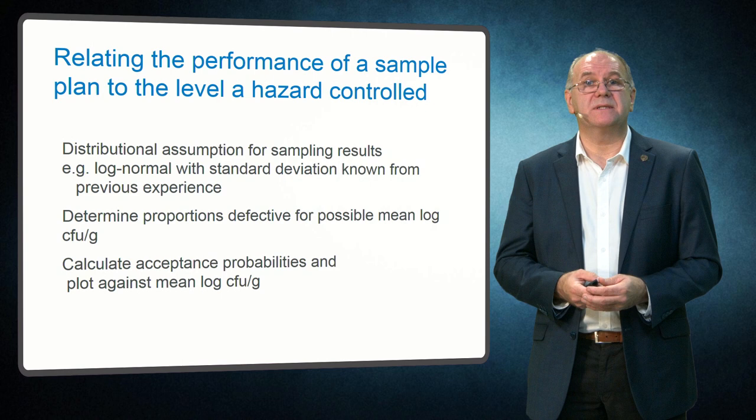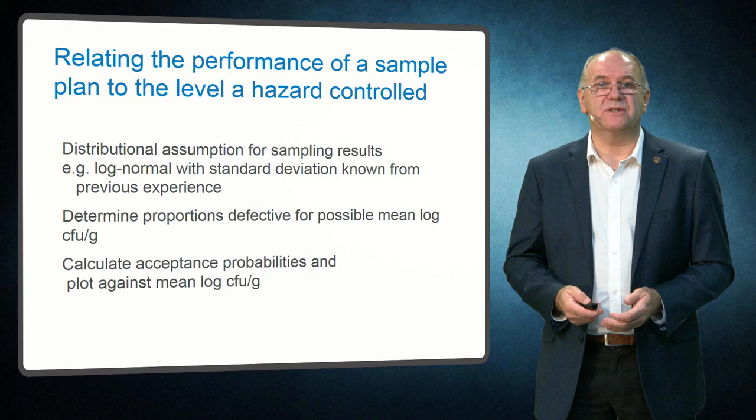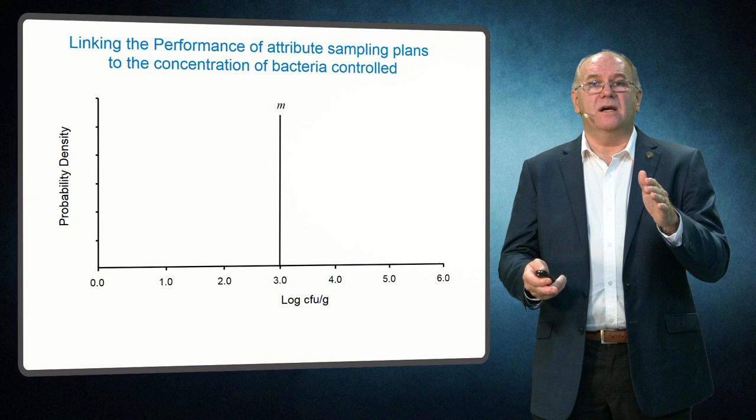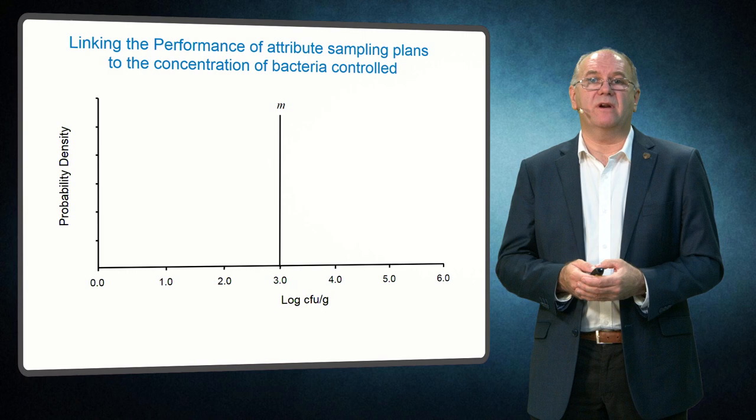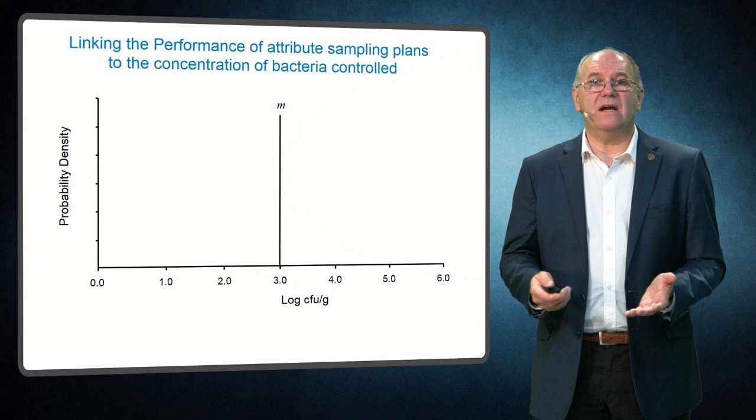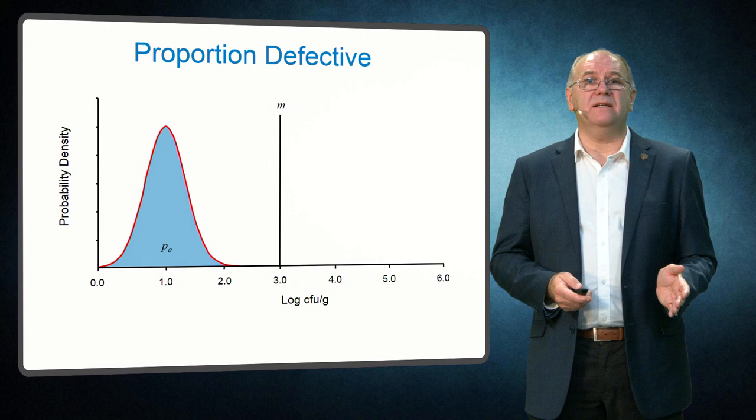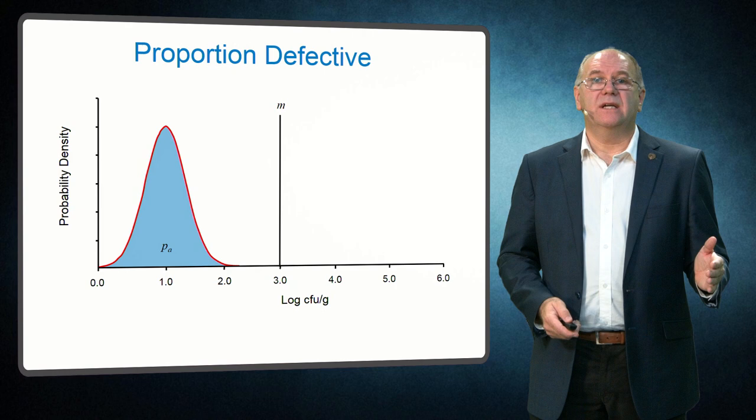And what I thought I'd do is to try and illustrate this visually with a series of animations. So here's a plot which now relates the probability defective against a log colony forming units per gram scale. And for the purpose of this, we're going to have a limit of 3 log, or 1,000 colony forming units per gram. Now, if the mean concentration of counts is down here, say at 1 log CFU or 10 per gram, then the whole of the curve is on this side and there are no defectives.